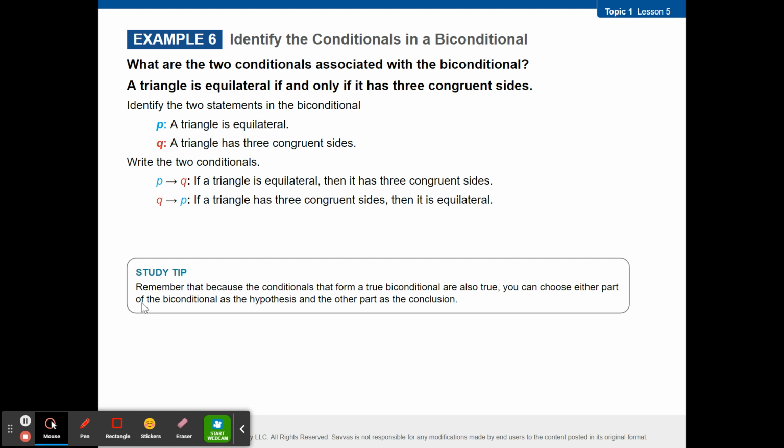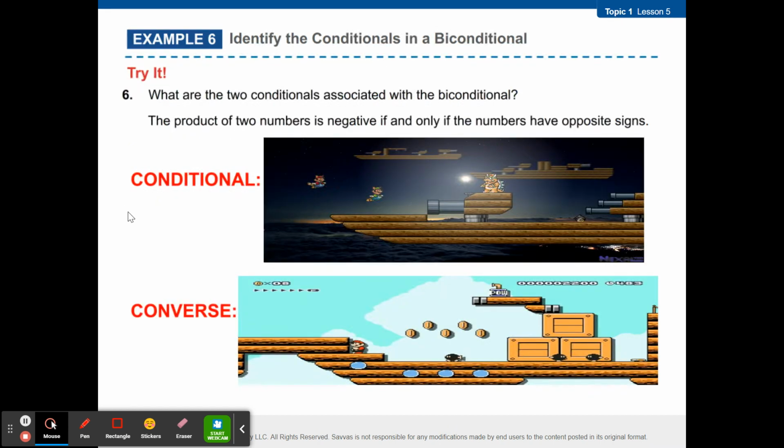Here's your study tip though. Remember that because the conditionals that form a true biconditional are also true, you can choose either part of the biconditional as the hypothesis and the other part as the conclusion. Okay, so that's going to be dependent on you. Questions on what we're finding and what we're doing with this, or in general? Okie dokie.